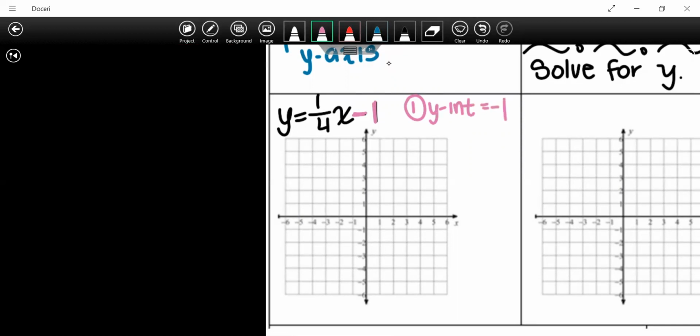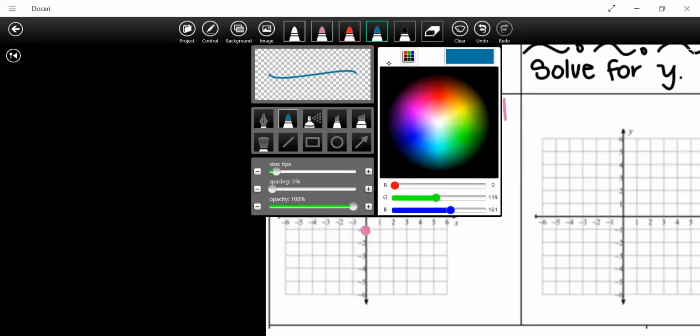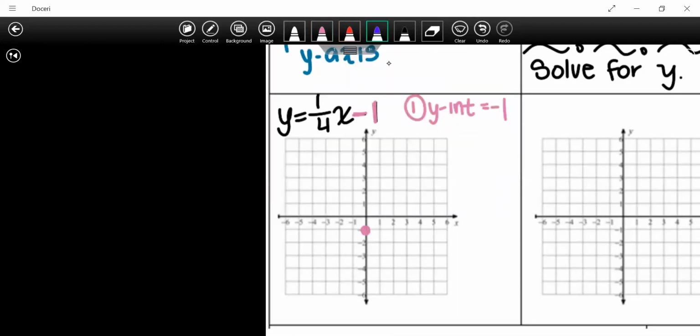This is a point we want to plot first. Because it's on our y-axis, we're going to plot it at -1. It's our first stop. The second thing we have to find is the slope. Our slope in this equation happens to be in front of our x. The second point happens to be m is equal to 1/4.